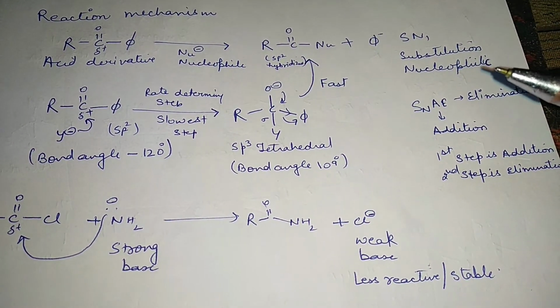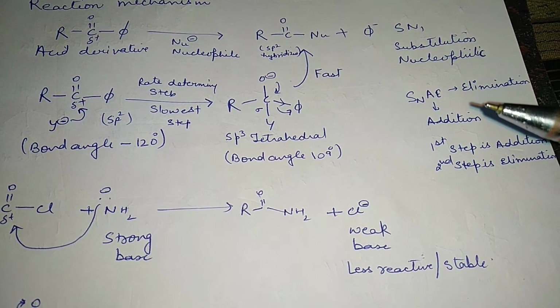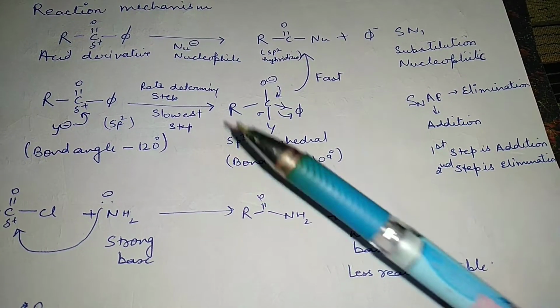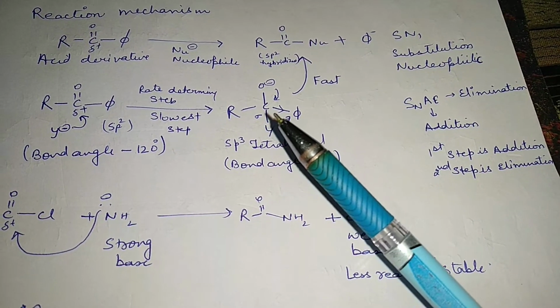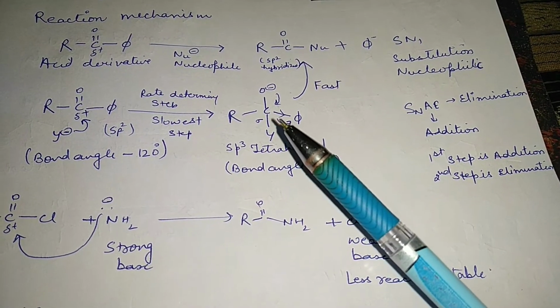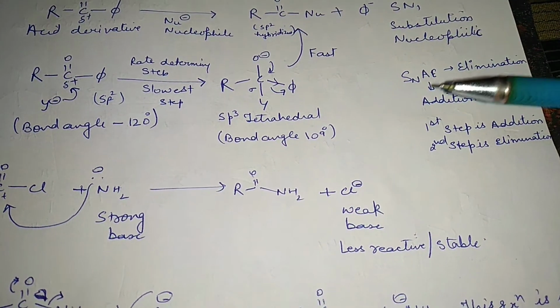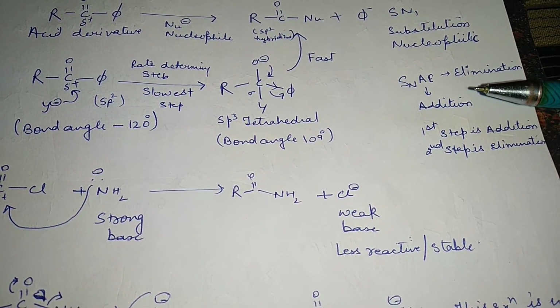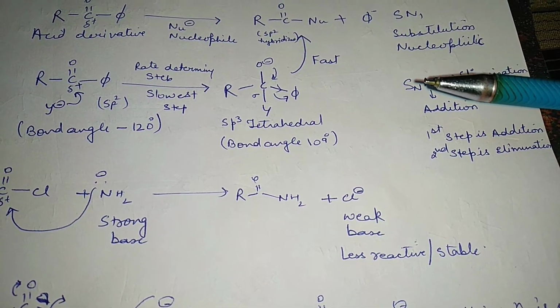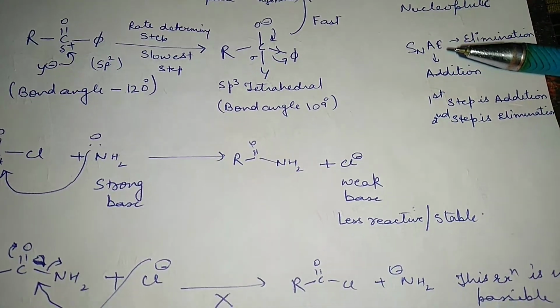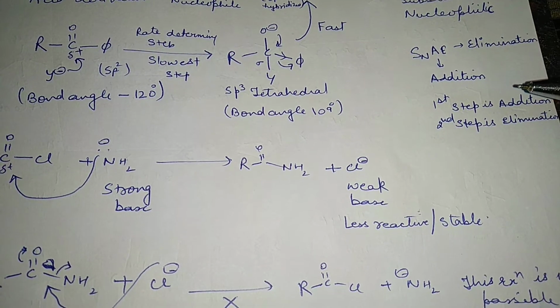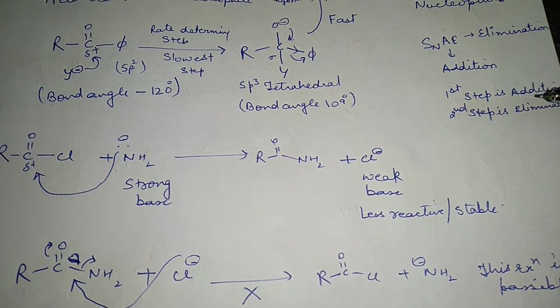This reaction mechanism is known as SN-AE type, where first there is an addition. Here you can see this Y group gets attached to this carbon, and in the second step there will be an elimination. So this type of reaction is known as SN-AE type. Here S means substitution, N represents nucleophilic, A for addition and E for elimination. So the first step is addition and the second step is elimination.